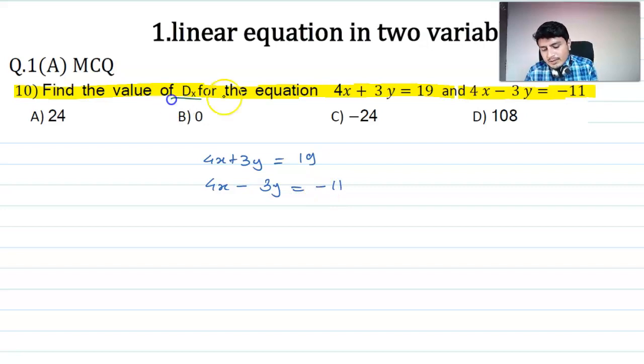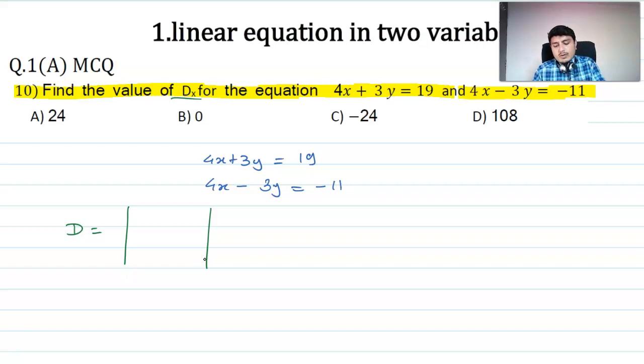Now to evaluate the value of dx, that means ultimately we have to use Cramer's rule to solve the given simultaneous linear equations in two variables. So let us try to write firstly the value of D. D means the determinant of coefficients of x and y from equation 1 and equation 2.